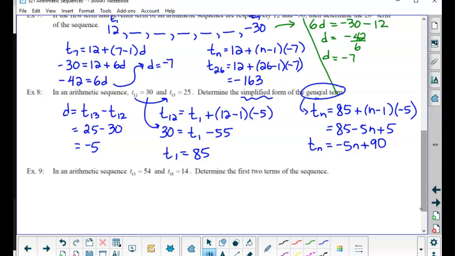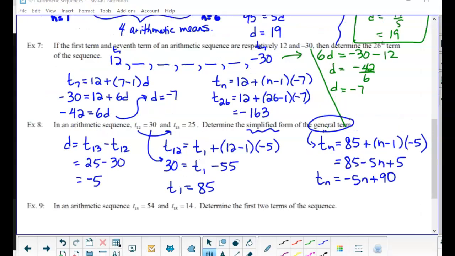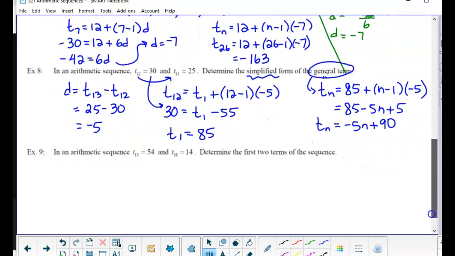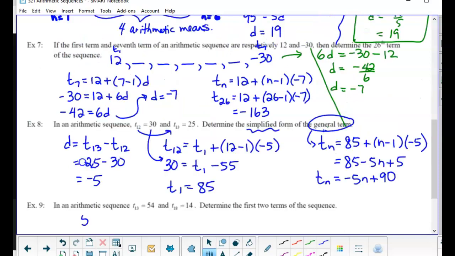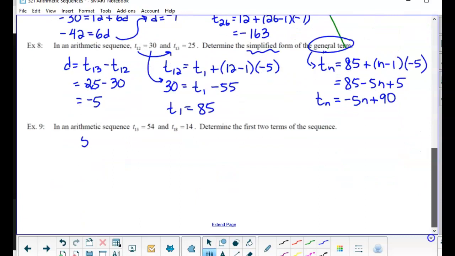Okay, so that one we actually had to figure out what T1 is. Now we have the 13th term and the 18th term. Determine the first two terms. Okay, so 54 is T13. T18 is not that far away, so that would be the 14th term, 15th term, 16th term, 17th term, 18th term.